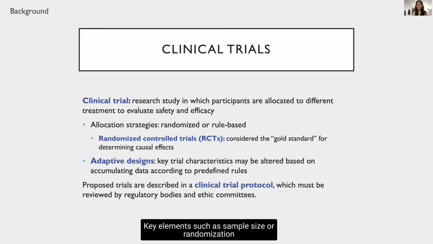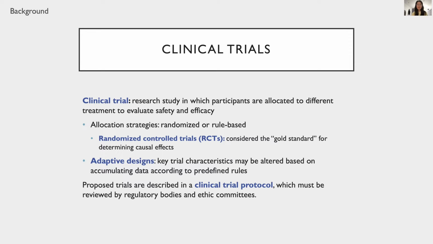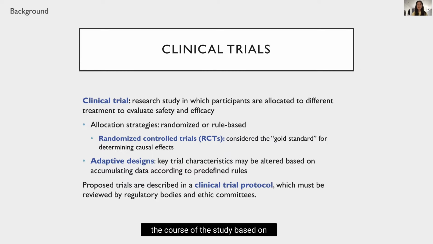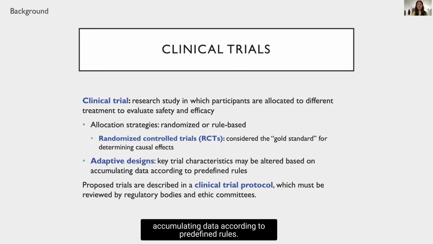Key elements such as sample size or randomization probabilities remain fixed during the course of the trial, with the exception that a trial may be stopped due to significant safety concerns. This may be limiting, as interim analyses may provide enough evidence for stopping the trial earlier for success, lack of efficacy, or skewing allocation towards the most beneficial treatment. In adaptive designs, key trial characteristics, such as allocation probabilities, may be altered during the course of the study based on accumulating data, according to predefined rules.